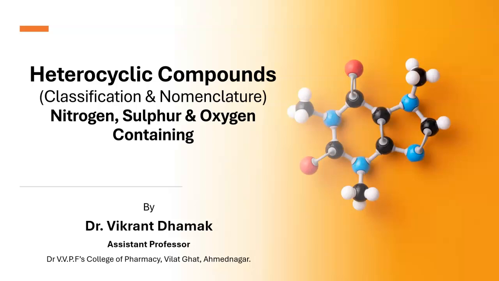In this video we will see heterocyclic compounds, classification and nomenclature. So heterocycles containing nitrogen, sulfur and oxygen. These are important as per your syllabus. This topic is from Pharmaceutical Organic Chemistry 3 and it is also required for PharmD students.